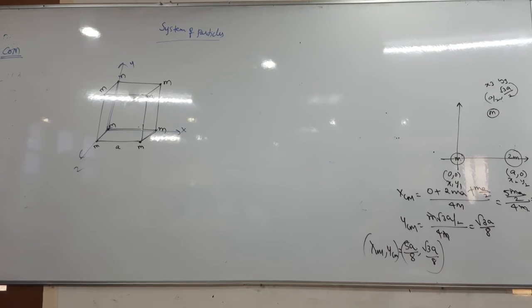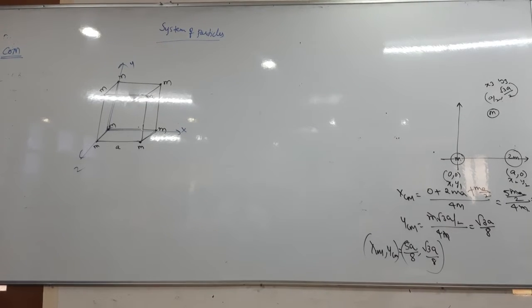A by 2 height only. From this origin, at what distance in this direction? Again A by 2 only. So are you understanding or not? You understood, right? At the center, it is nothing but exactly at what place it will be? Exactly at the center of the cube.